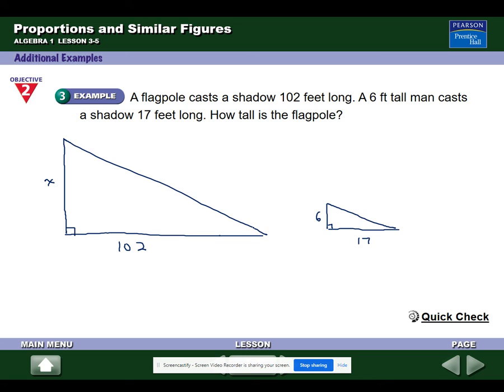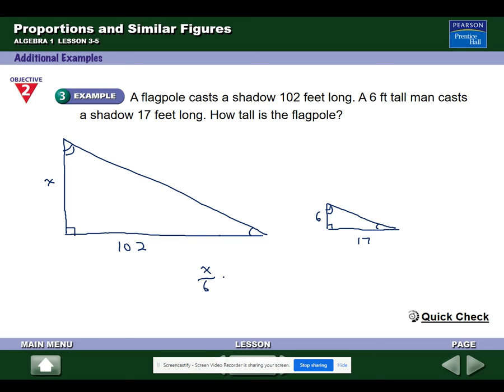They're similar because we would know that these angles would be congruent and that these two angles would be congruent, right? And that's a characteristic then of similar figures, in particular, similar triangles. Again, something we'll touch on in geometry. So it's not because of the sides, it's actually because of the angles, and then we can solve for the missing side, which is the flagpole.